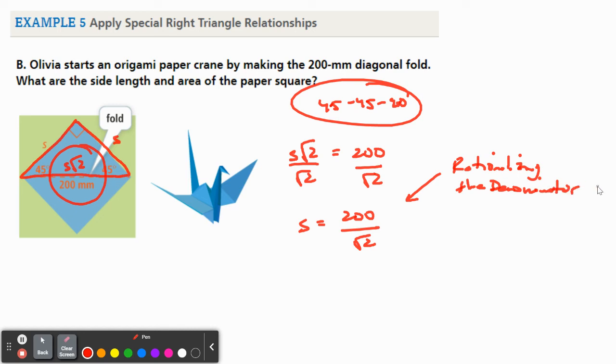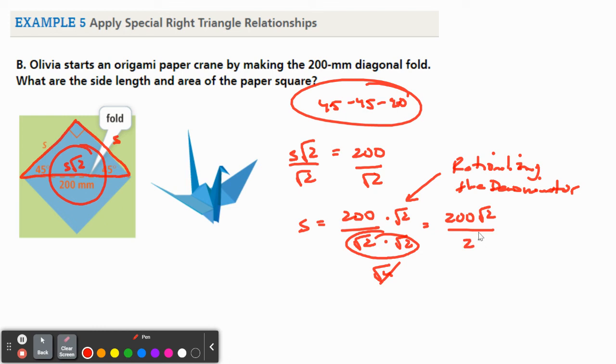To rationalize the denominator, we simply multiply by it. But we have to do it on top and bottom, because to keep a fraction equivalent to the next fraction, you have to multiply the top and bottom by the same thing. So this becomes 200 times the square root of 2 on top. On the bottom, when you take the square root of 2 times the square root of 2, this becomes the square root of 4. But what is the square root of 4? The square root of 4 is just 2.